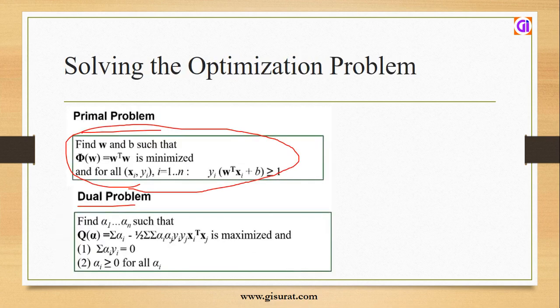So now finally, phi of w, that means what? This must be minimized. If this is minimized, then our task will be done. And here we wrote a general formula: yi in the bracket wT of xi plus b greater than or equal to 1. So that's the thing.